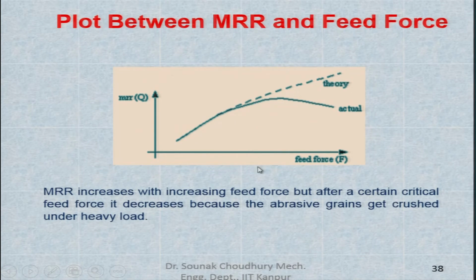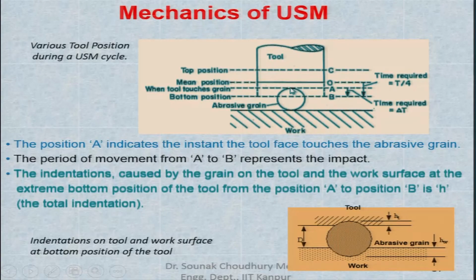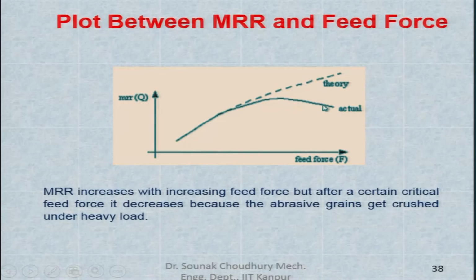But actually what happens is that when the feed force is increasing, more force is required to move the particle. Here, for example, the tool is touching the grain and then it is moving, so more feed force is required to move that, so that the material removal rate grows. But beyond a certain level, the force on the grain is so high that the grain may crash. In that case its impact capability decreases, it will not have the proper impact, and it will not remove the material. This is the curve which actually happens.